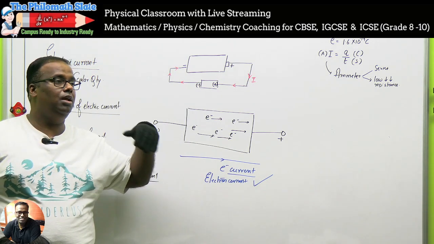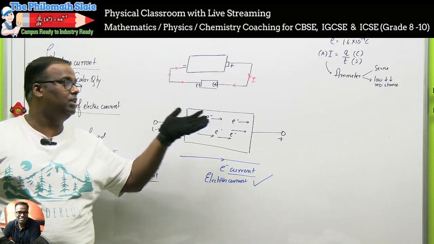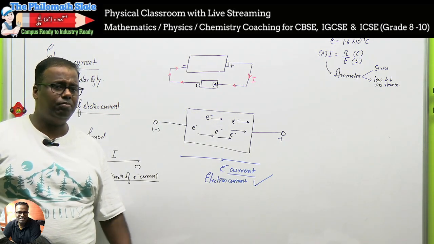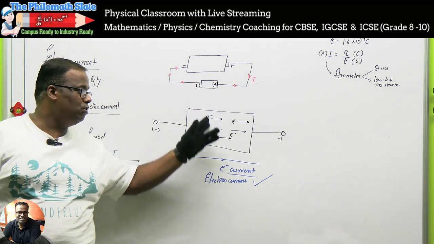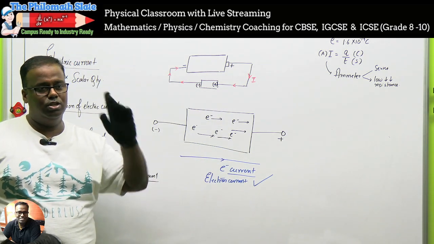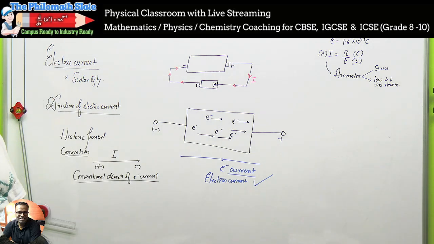So then a question may come, define 1 ampere. The current flowing through a conductor is said to be 1 ampere when 1 coulomb of charge flows past its cross section in a time of 1 second. So 1 ampere is equal to 1 coulomb per second.